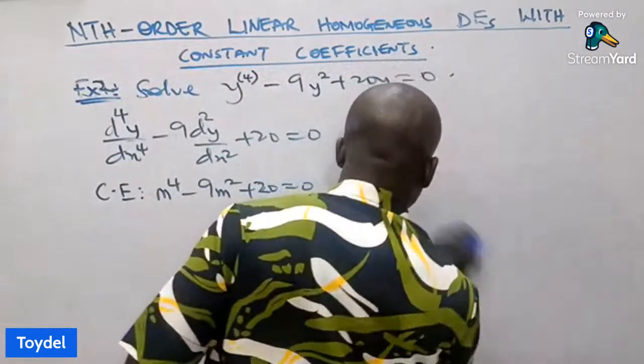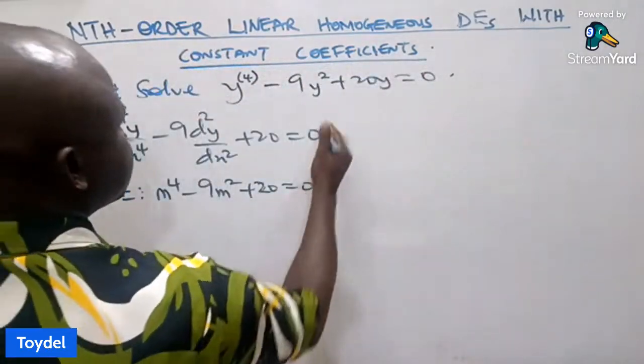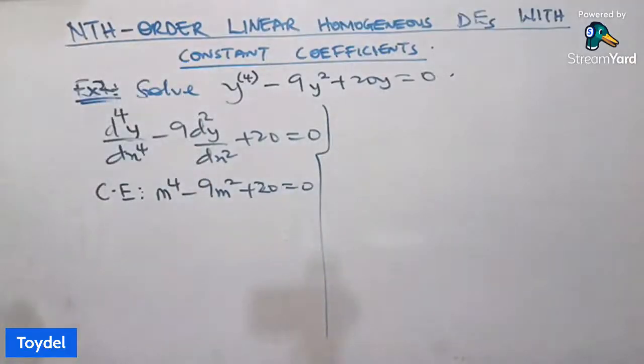So what do we do here? How do we solve this problem? That's what we are about to do now. Let's look at it critically.